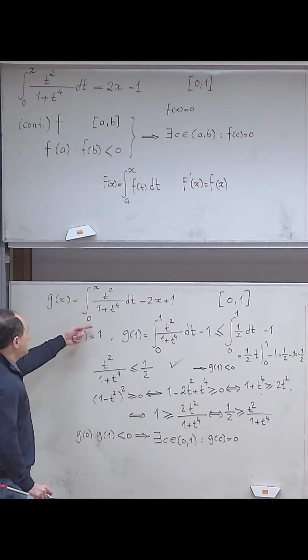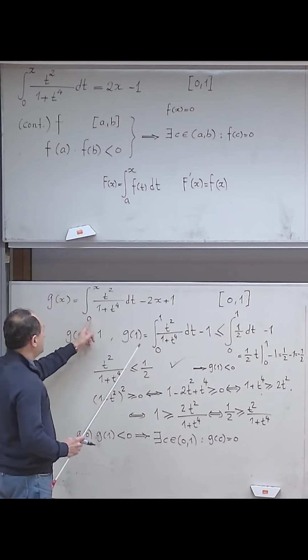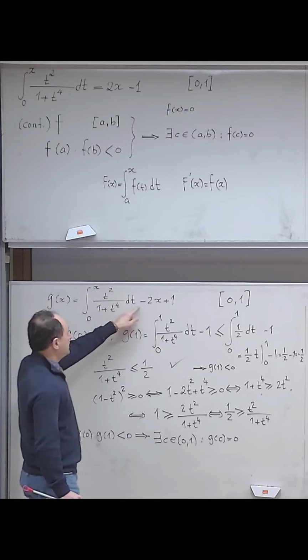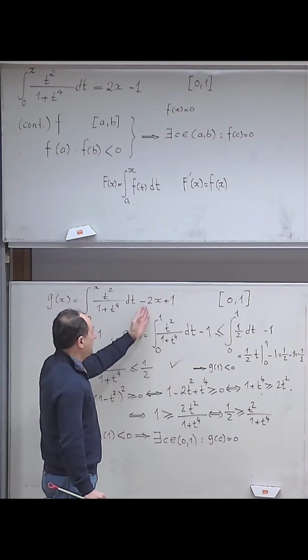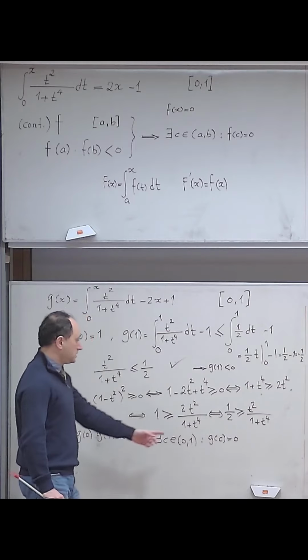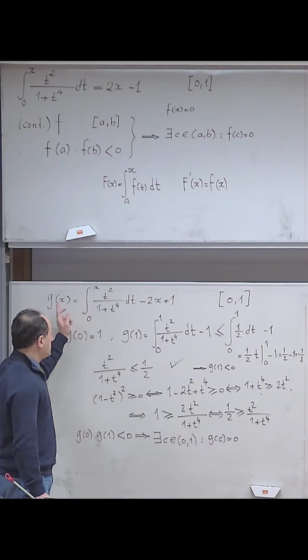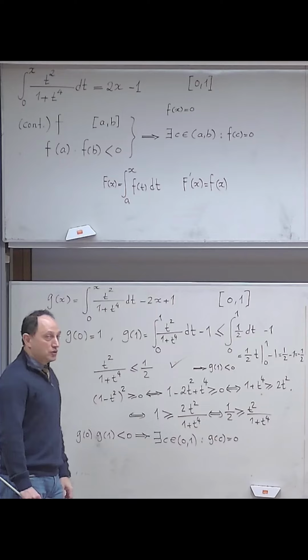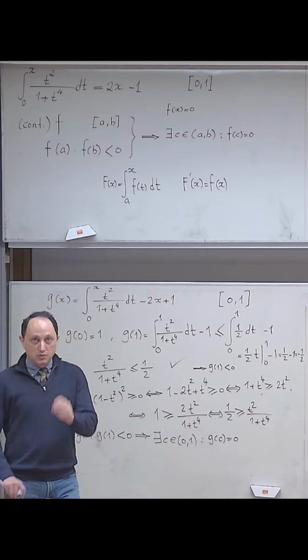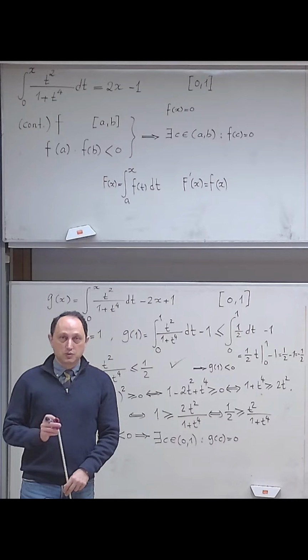g of c equals 0 means that the integral from 0 to c of this minus 2c plus 1 is 0. And when I move this to the other side, it means that c is the solution of this equation g of x equals 0. So existence of at least one solution is guaranteed in this way.